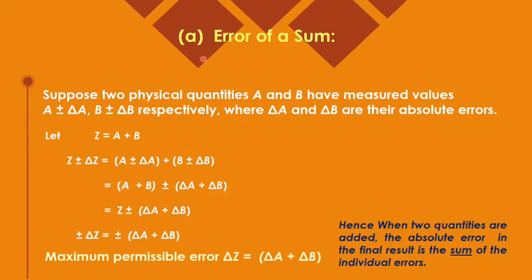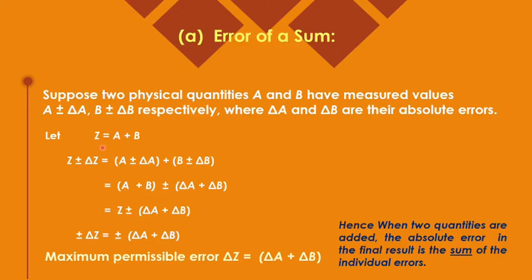I'm taking the first case with you, where a physical quantity involves the sum of two given physical quantities. Suppose there are two physical quantities A and B that we are measuring using any device, it can be vernier calipers or a simple scale, for length. Delta A and delta B are their absolute errors, which are known to us. Then I can write the values of A and B as A plus minus delta A, and B plus minus delta B.